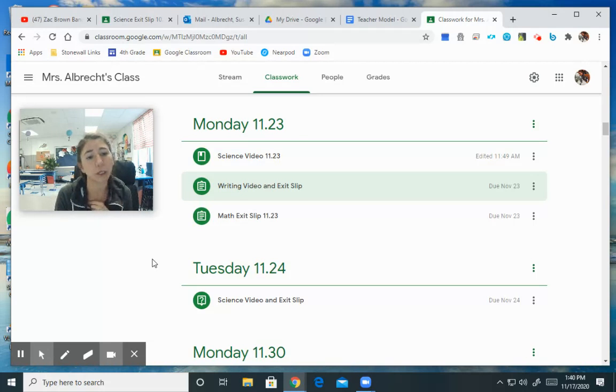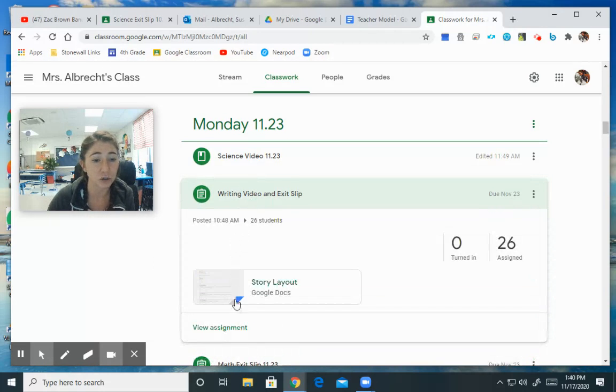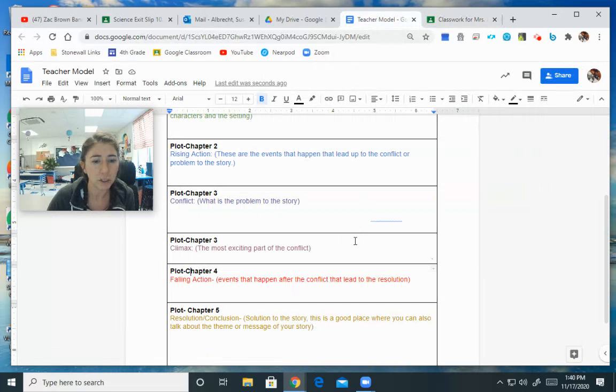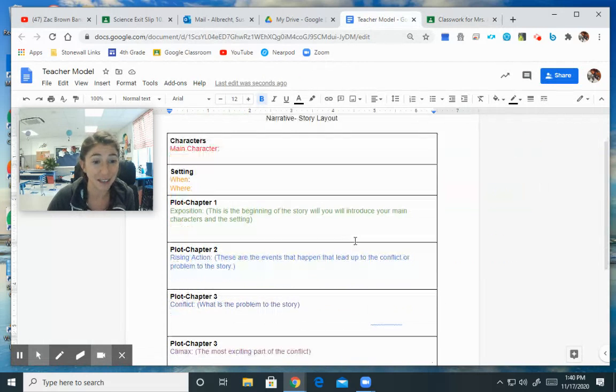So what I want you to do is head over to your Google Classroom and click on your today's writing assignment, which is your story layout. So go ahead and click on that. And once you do, it's going to look really similar to this.